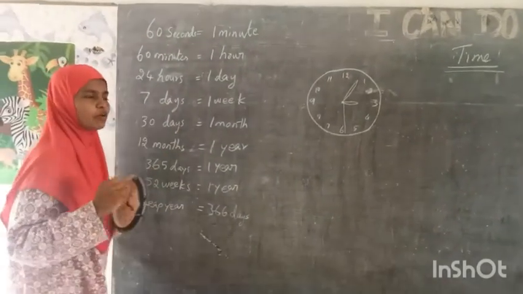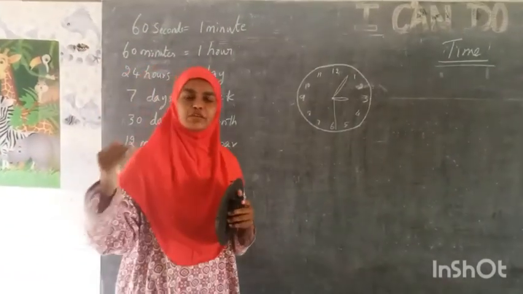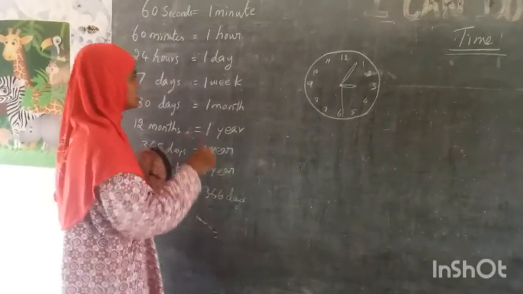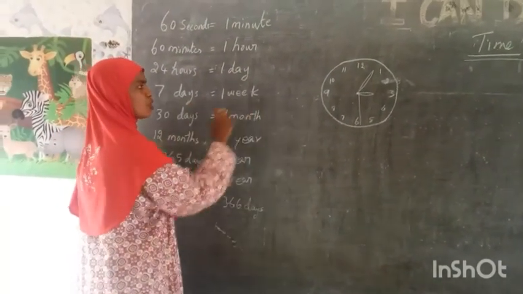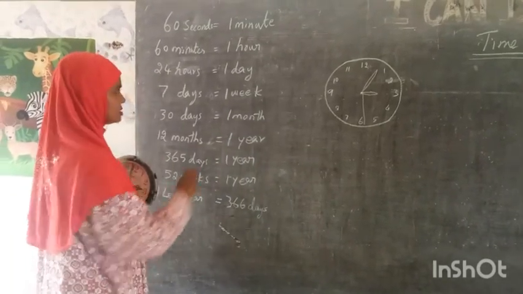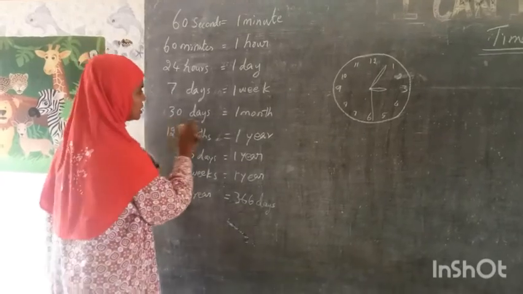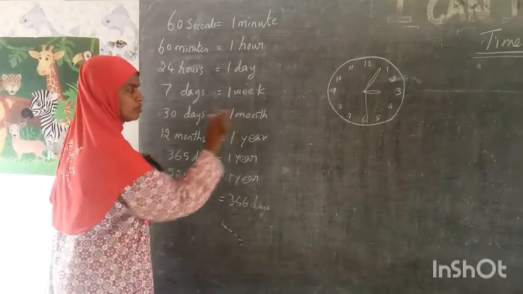Similarly, how many days do we have in a week? Sunday, Monday, Tuesday, Wednesday, Thursday, Friday and Saturday. You know, we have 7 days. Those 7 days we call 1 week. Similarly, 4 weeks joined together, or 30 days, will be 1 month.